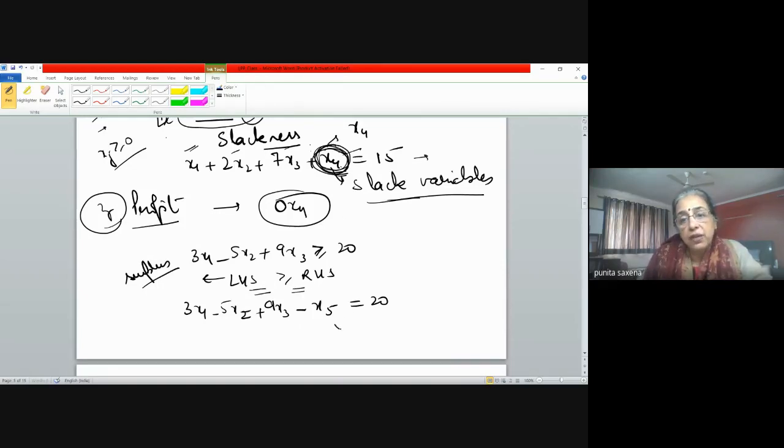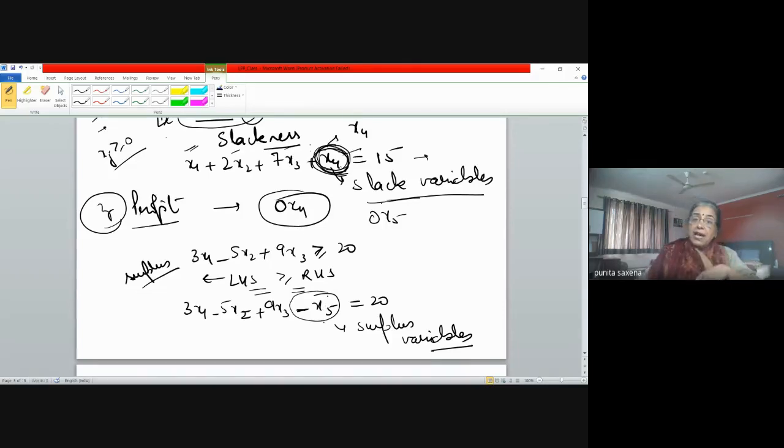Such variables are called surplus variables. So surplus variables need to be subtracted. Slack variables need to be added. Again, its contribution in the objective function will be 0. Why? Because physically it does not exist.